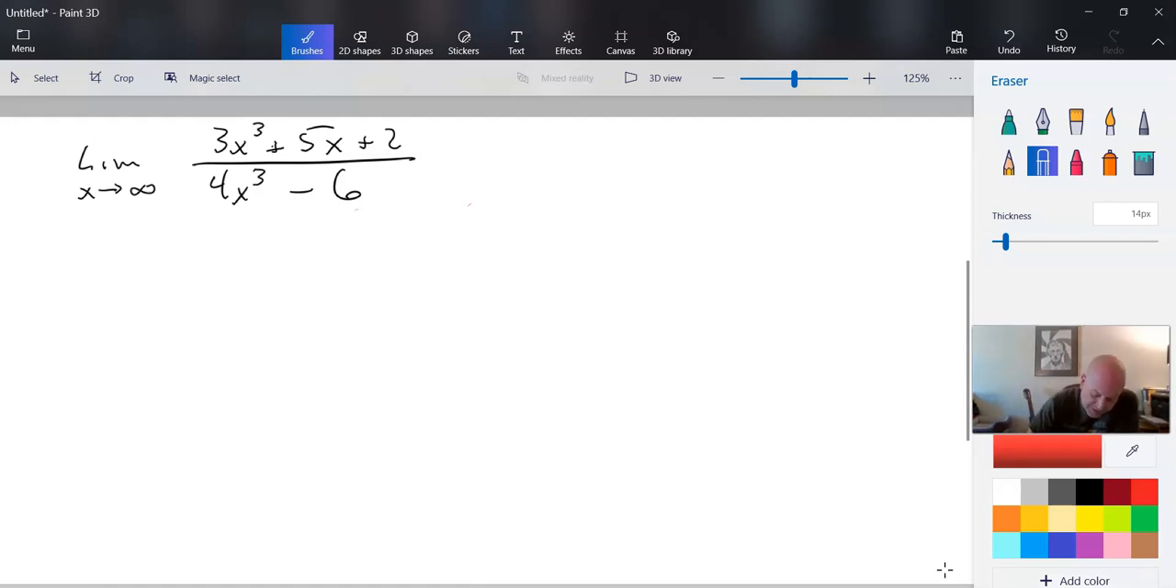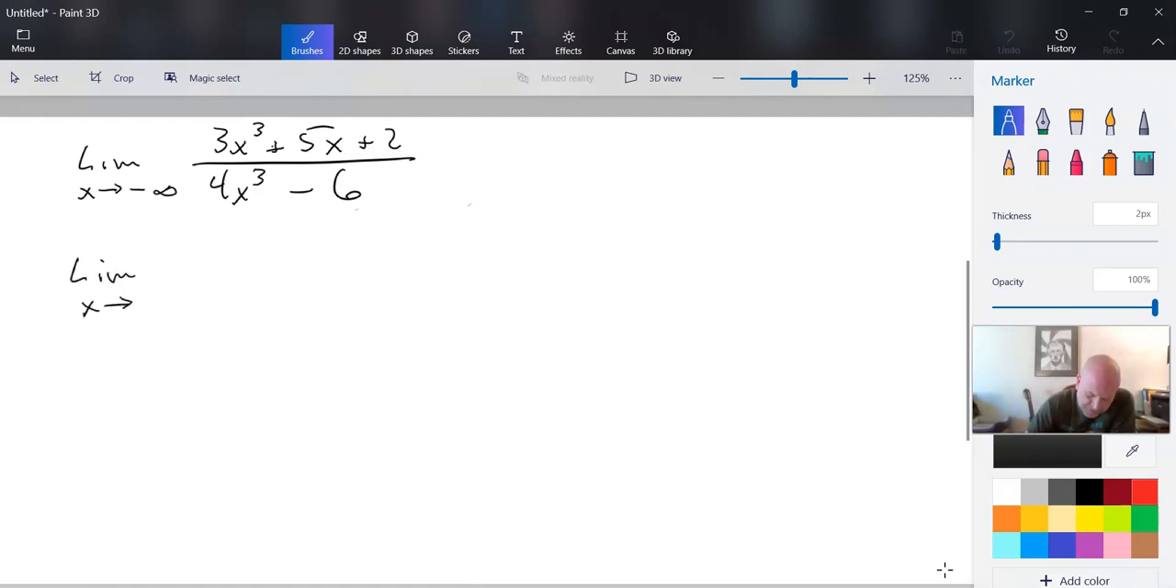Okay, so in this case, I want to look at the exact same thing, but instead of positive infinity, I want to see what happens at negative infinity. Okay, so if we want negative infinity, basically what we do is we still look at the limit as x goes to positive infinity, but we substitute a negative x for all these x's. So let's see what we get here.